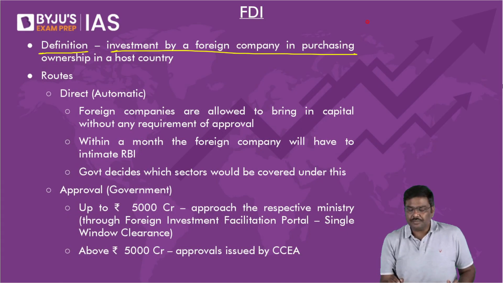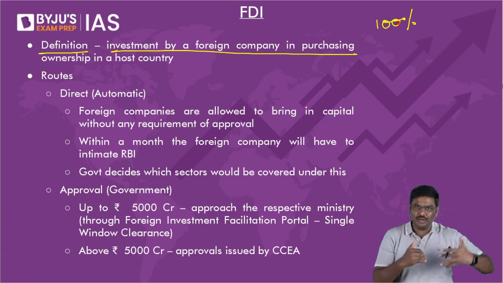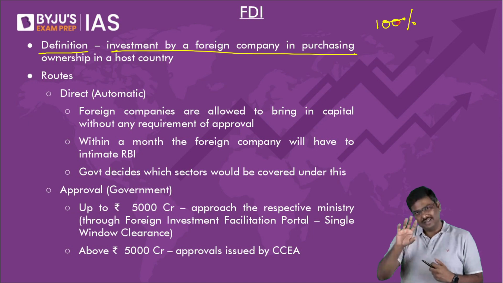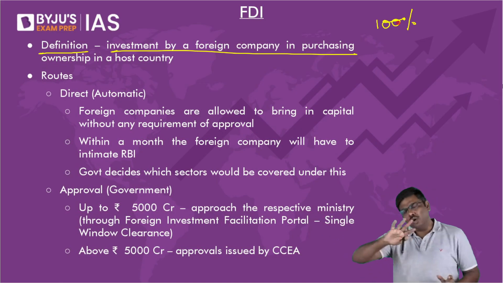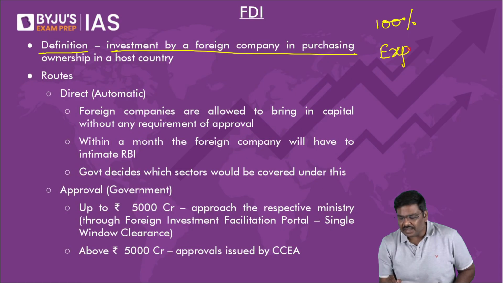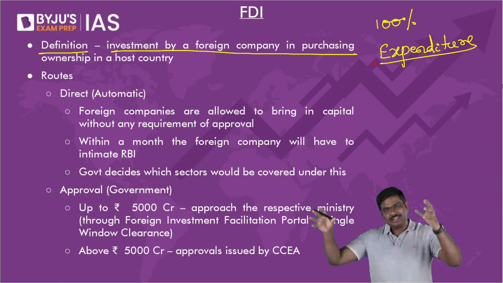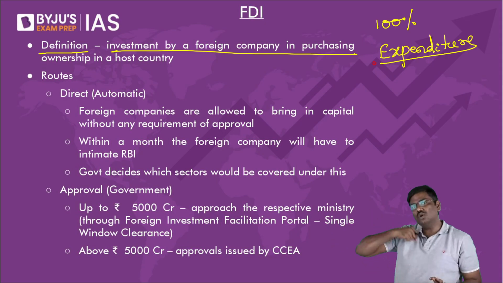Imagine a foreign company comes to India and sets up a company which is 100% owned by the foreign company. That is one possibility. Second, they simply set up an office in India, and whatever expenditures are required, all the expenditures are provided by the foreign company. I'll repeat the examples. First one, they come to India and create a new company in India, 100% of which is owned by the foreign company.